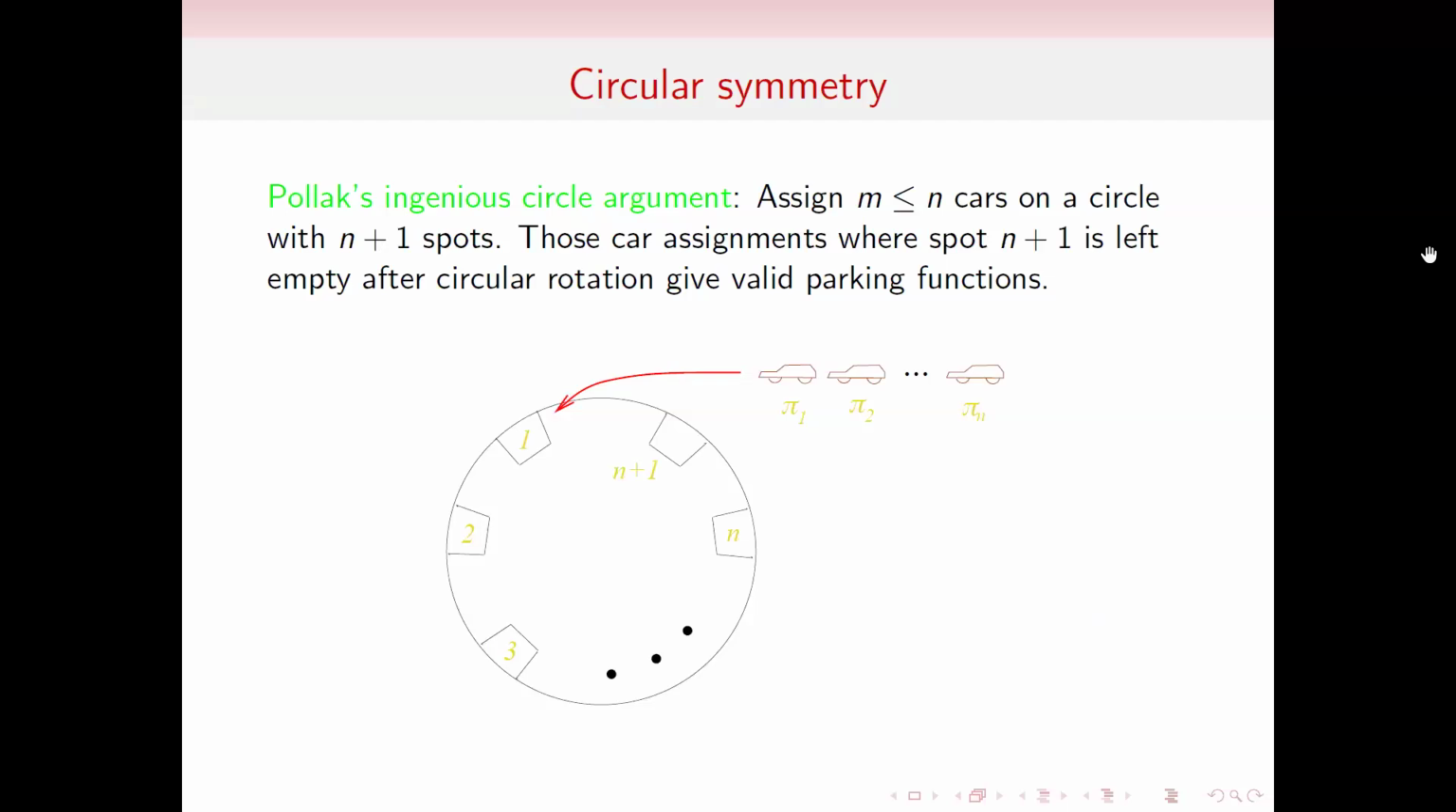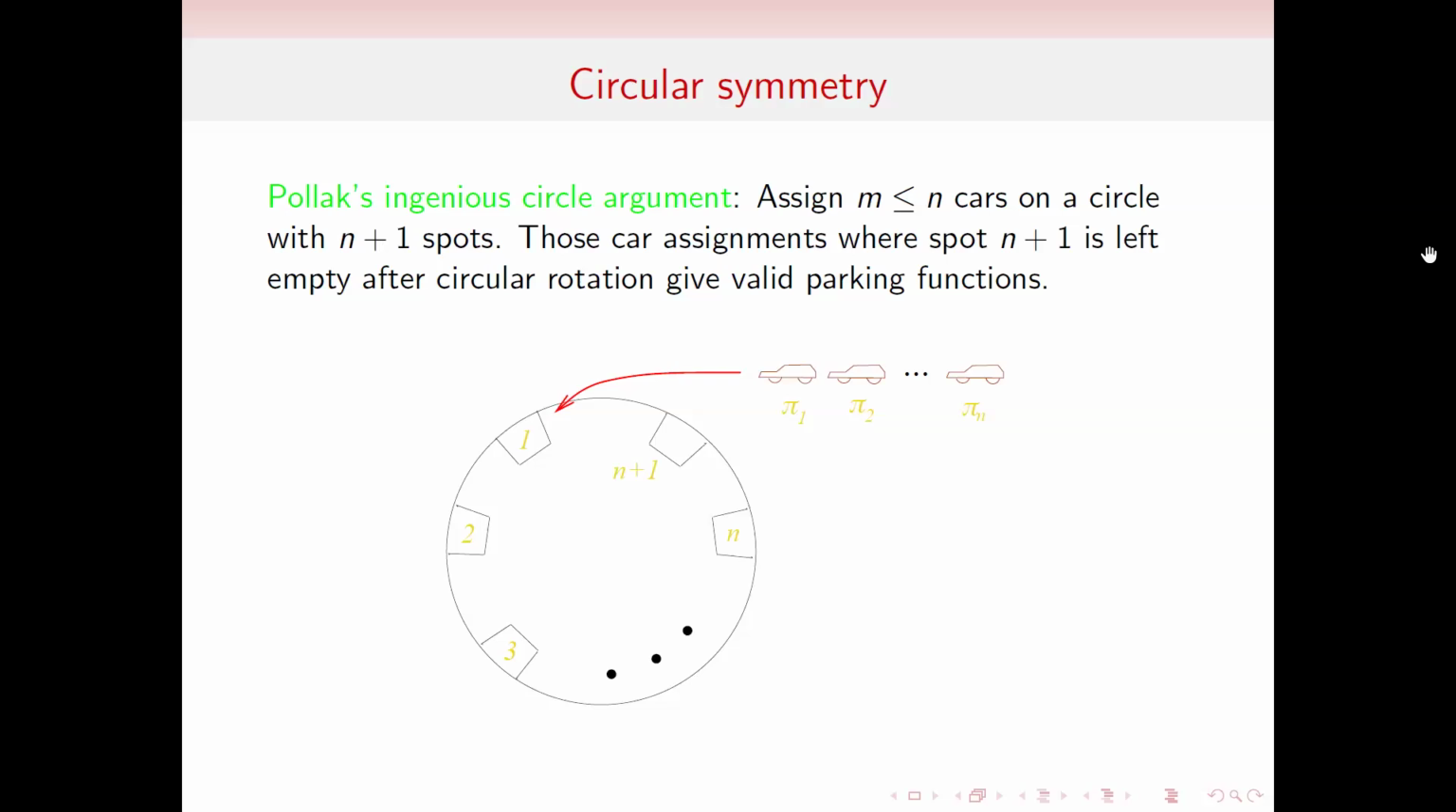In our derivation, there is a central idea behind that, which is called circular symmetry. The circular symmetry idea was motivated by Pollak quite a number of years ago, I should say many decades ago. The idea is that if you want to study parking functions, instead of looking at one dimension, you can think about it as a circle.